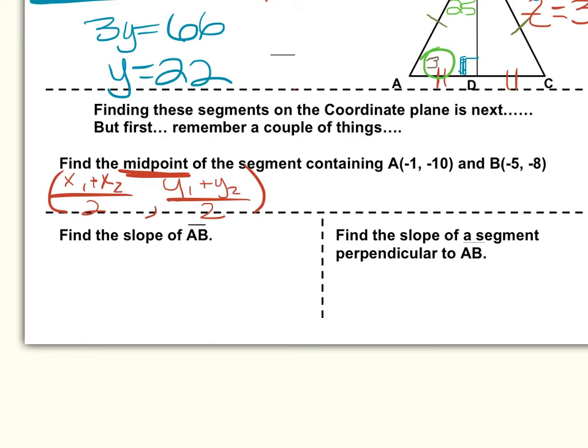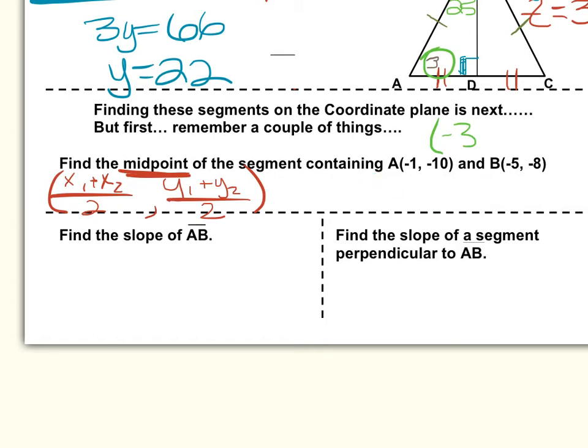So I'm going to add my two x values together. Negative 1 plus a negative 5 is a negative 6. Negative 6 divided by 2 is a negative 3. That negative 3 is going to be the x value of my midpoint.